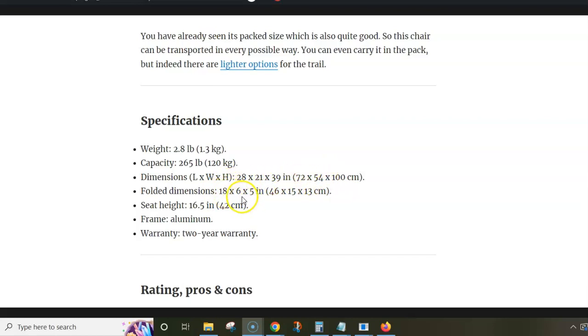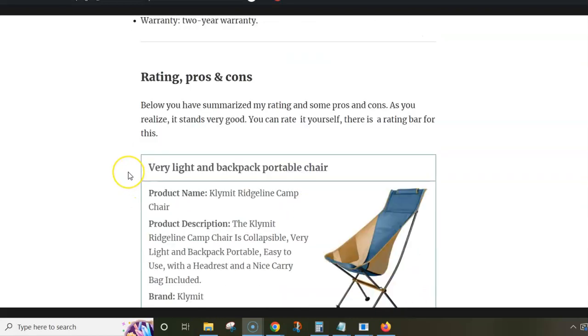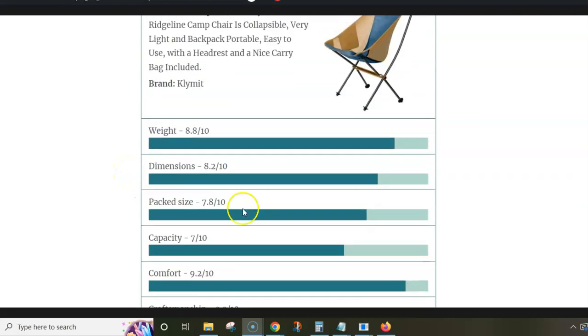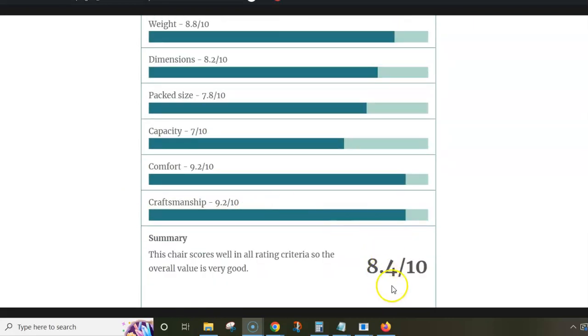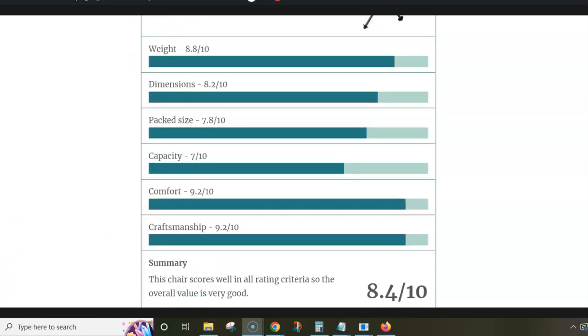So this is really compact and you can carry it even in a backpack, and definitely transport it on a bicycle or a motorbike. So my rating is very high for this chair. As you see, 8.4 in total. I use several rating criteria and it stands reasonably well in all of them.